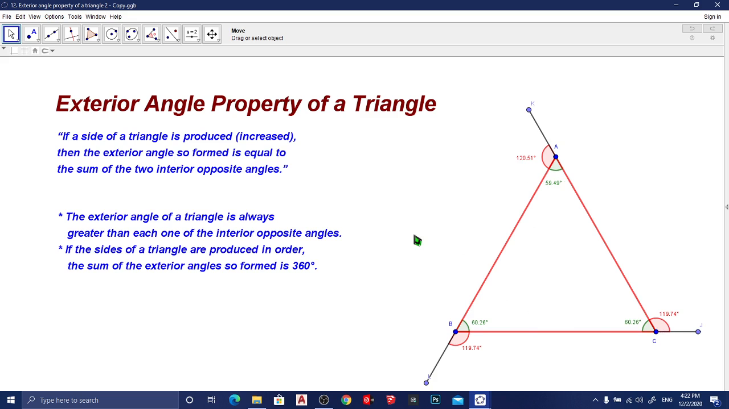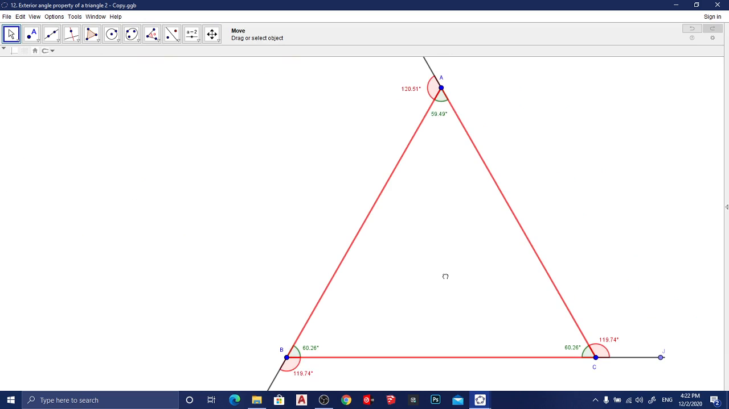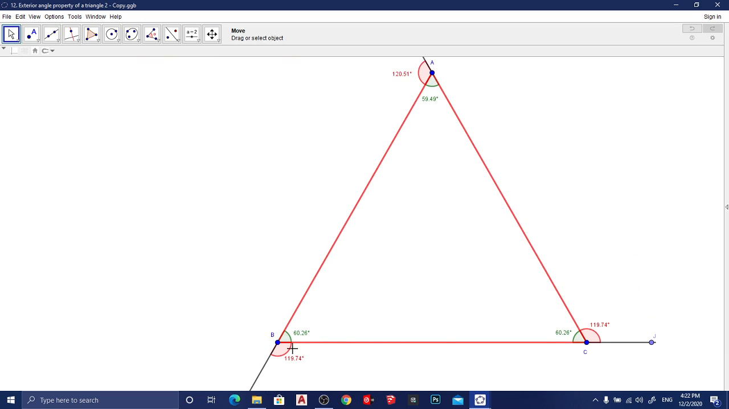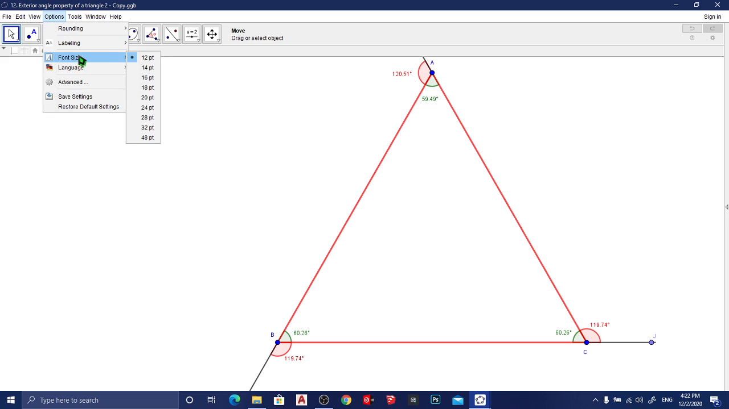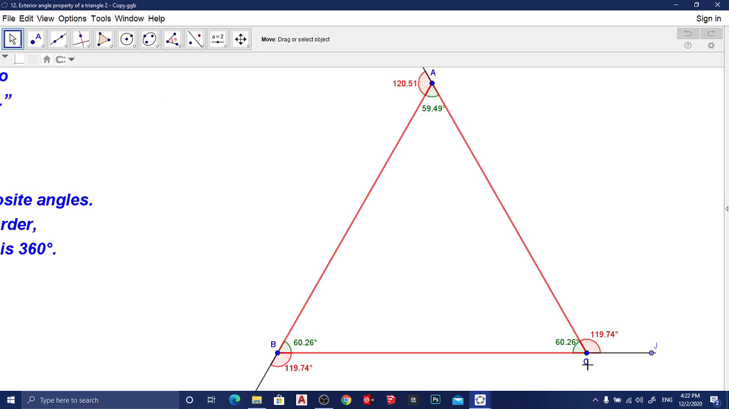So if you observe here, I will zoom it now. Here I am taking this side BC and extending it to some point J here. One minute, I will increase the font size. See here, this BC I am extending to some point J. Then this line is forming an exterior angle on this side.